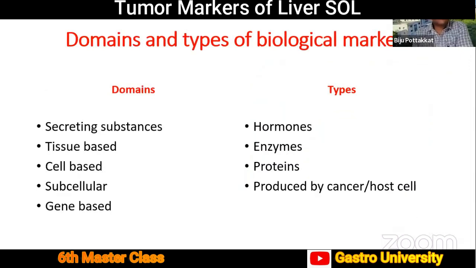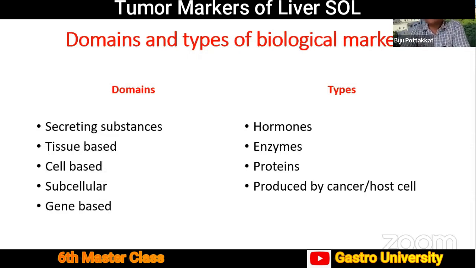So there are different types of tumor markers. These are secreting substances, tissue-based, cell-based. So all these are tumor markers. Although with respect to HCC, the most famous markers are serum markers. Other markers are also there, which are equally important. It depends upon the tissue that you get.